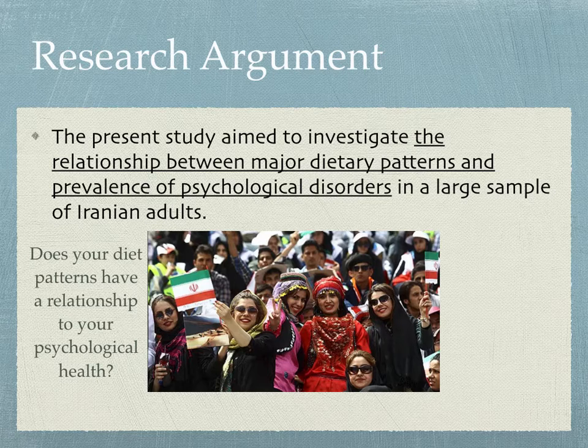Research argument. So now back to the article. The present study aimed to investigate the relationship between major dietary patterns and prevalence of psychological disorders in a large sample of Iranian adults. So they're doing this on Iranian adults, and that's a picture of a bunch of girls who are Iranian, and that's the Iranian flag. So basically, what the research argument is trying to say is, does your diet pattern have a relationship to your psychological health?